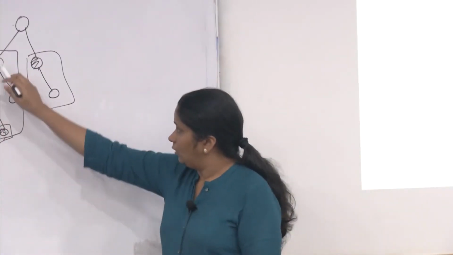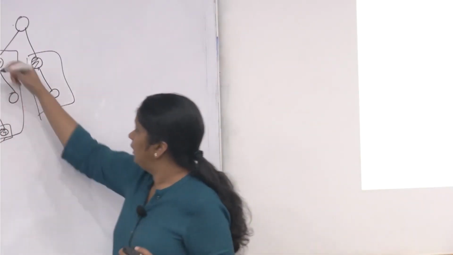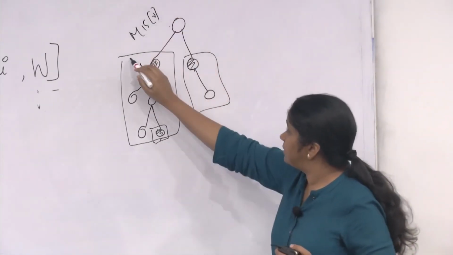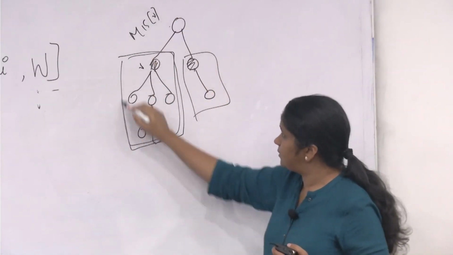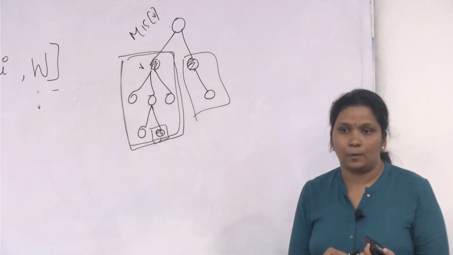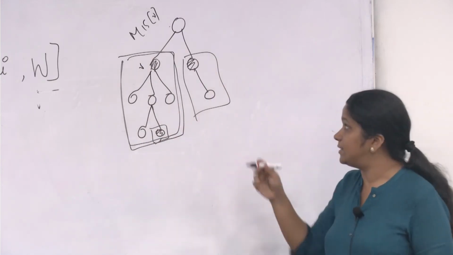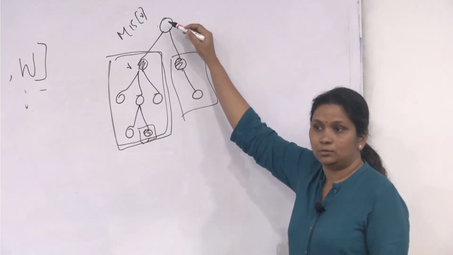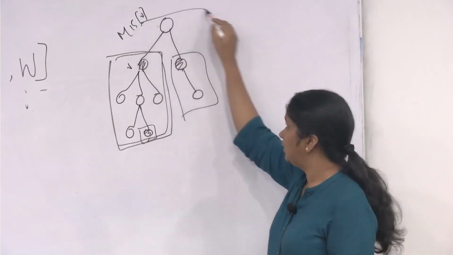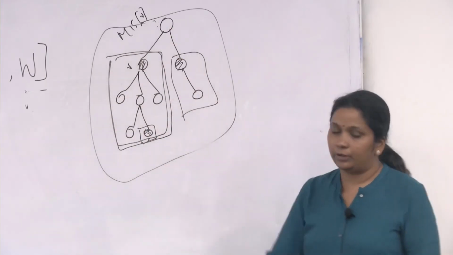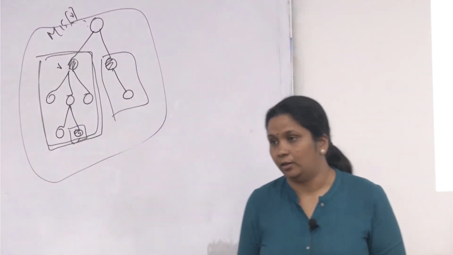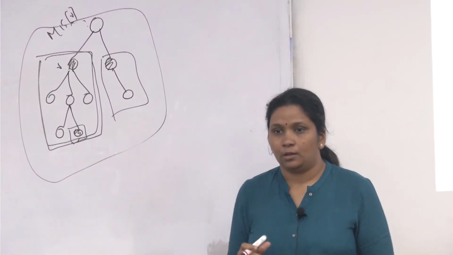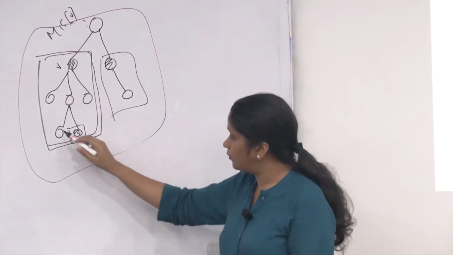So if this is V, MIS of V means the maximum independent set for this subtree. Okay. Now, what is the subtree rooted at the root? The entire tree, right? And so if we compute MIS of R, then we get the solution we are looking for. So the ordering here is by levels.